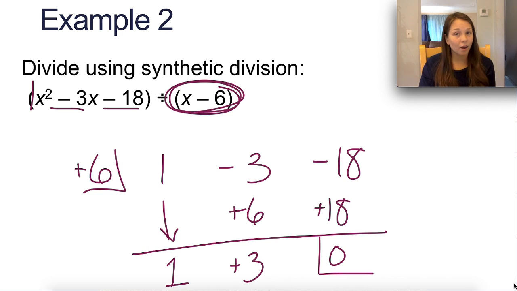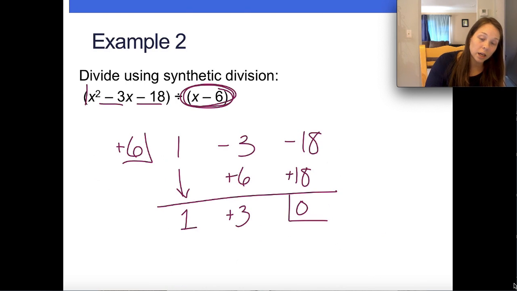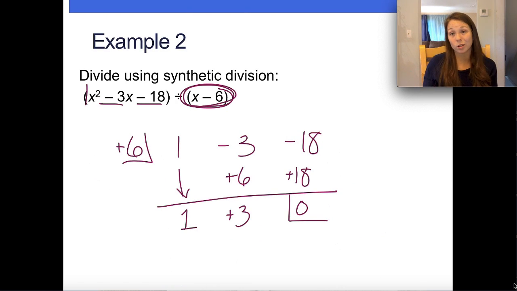And the last number I always box up because that's the remainder. Notice here I got a remainder of 0, which means that there is no remainder. So I don't actually have to do anything with that number 0. I have a number of 1 and a positive 3.